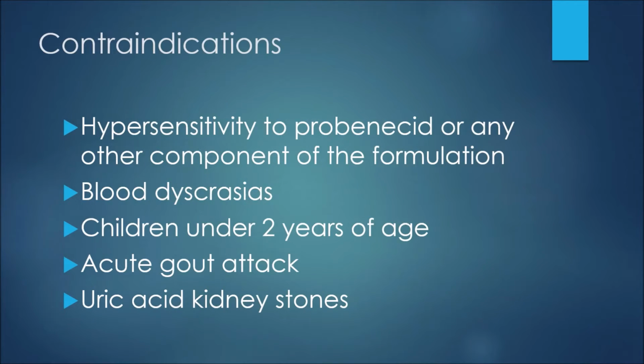With respect to contraindications or reasons we would not be able to prescribe Probenecid, well, first of all, we wouldn't give this medication to a patient who had a hypersensitivity to Probenecid or to any other components of the formulation. If a patient had blood dyscrasias, they would not use this medication. As well, patients under the age of 2 years old would also not use Probenecid. This medication would not be used to treat an acute gout attack. It would also not be used in the treatment of uric acid kidney stones.